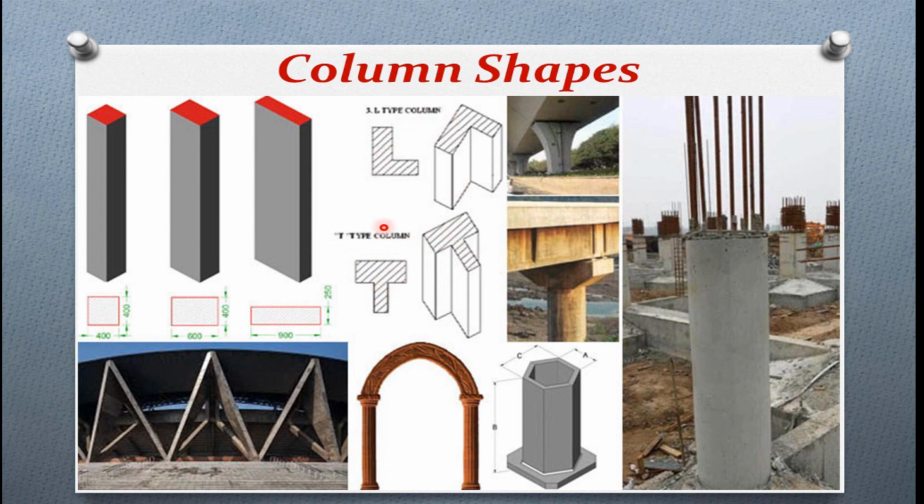So L shape, T shape and others are based on the floor layout. These are special cases, so we don't design them everywhere. Wherever it is required we will design. Normally we will go for a square or rectangular column. Here you can see the circular column, and here the hexagon, octagon, a pure Y type column, and this is the arch type column. So you can see the columns based on the shapes.